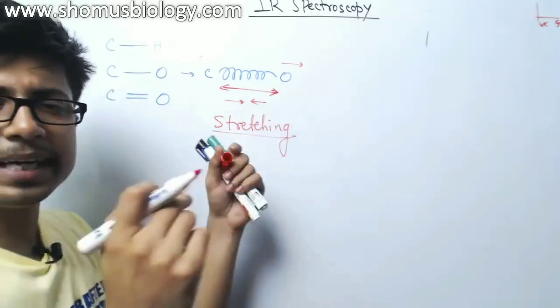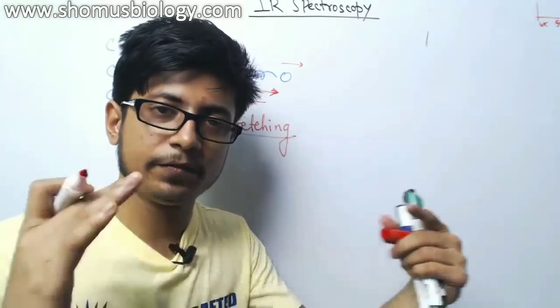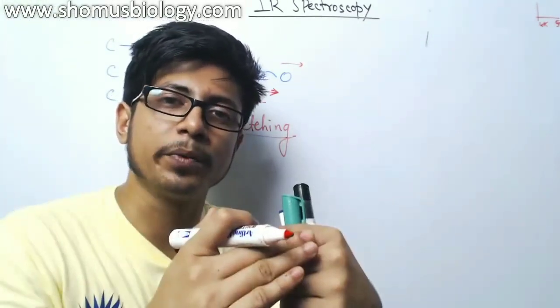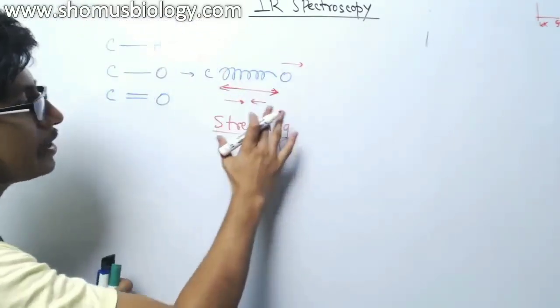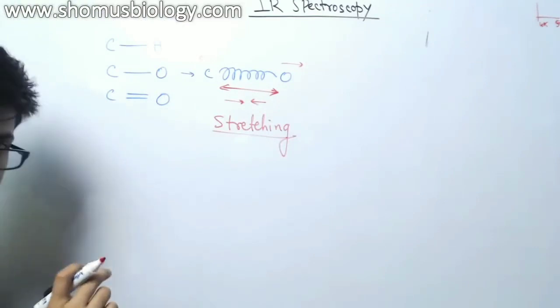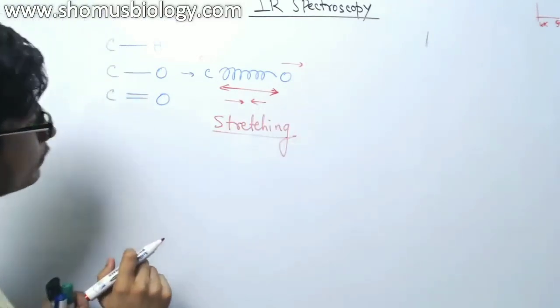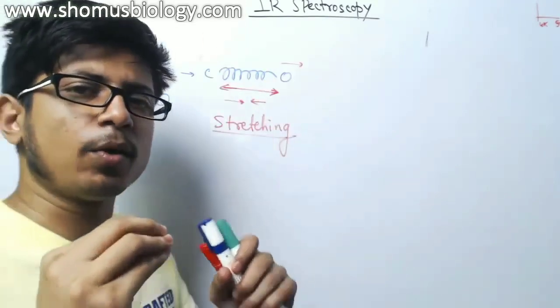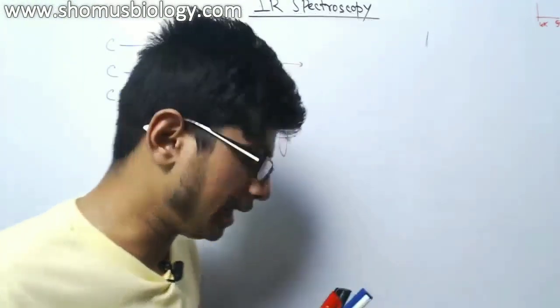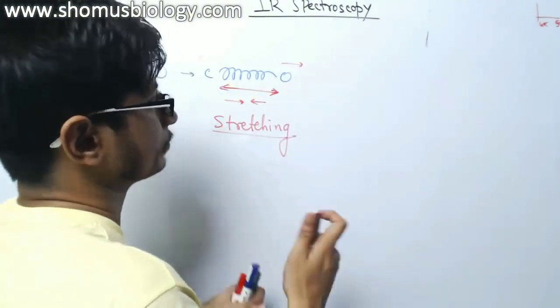So these bonds can have a stretching effect if you take the atoms away from each other and also bring them close to each other, just like a spring will do. Stretching is always going on in all those bonds. There is also another effect known as wagging. What is that? For understanding that, let's take one compound as an example, and that is, let's say, formaldehyde.